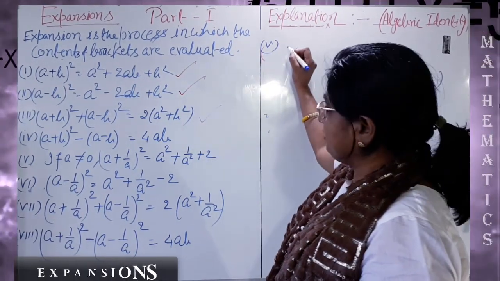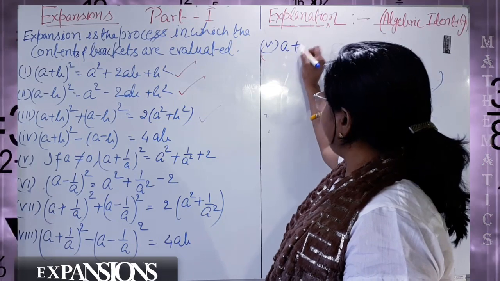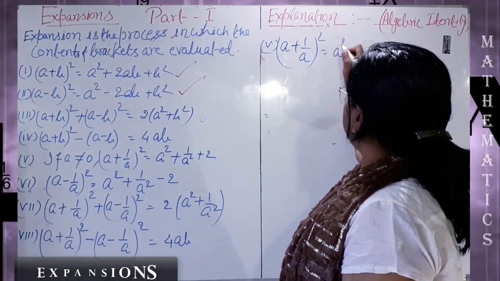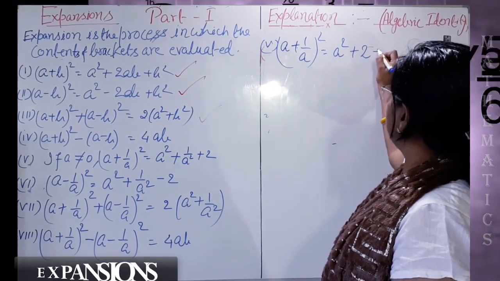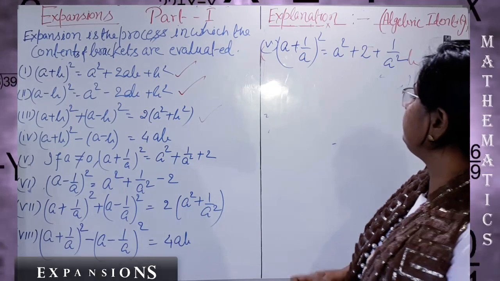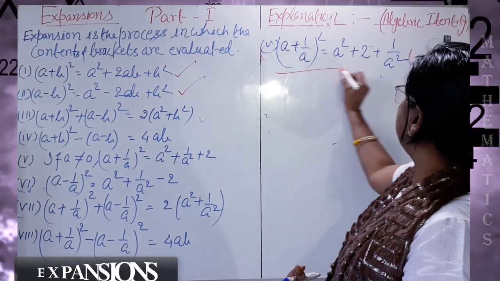Fifth number is: if a is not equal to 0, a plus 1 by a whole square is equal to a square plus 2 plus 1 by a square. This identity, now we will prove.